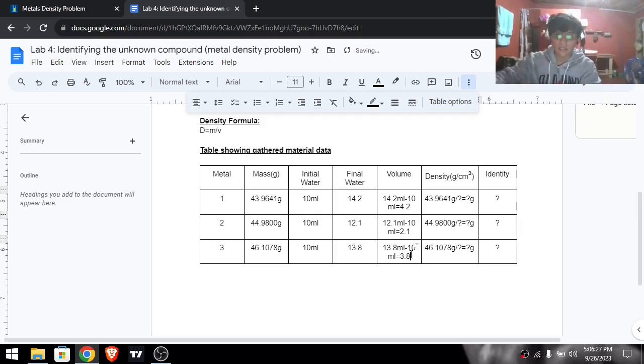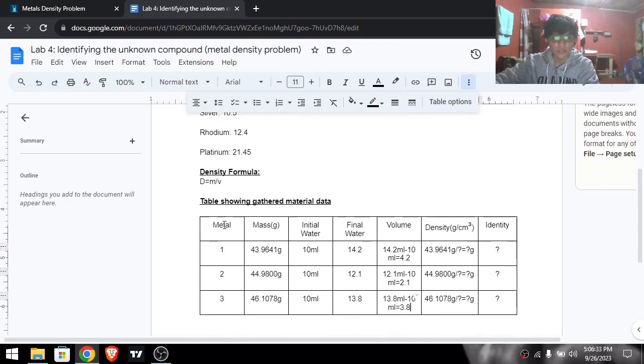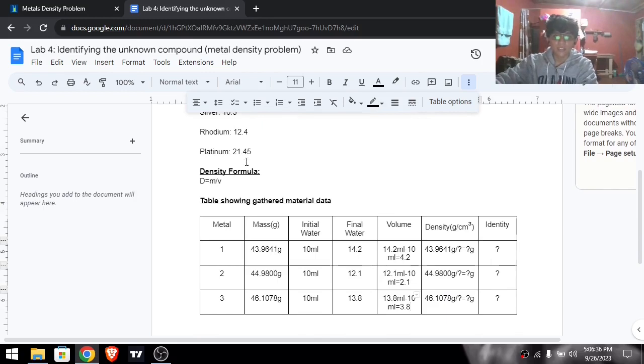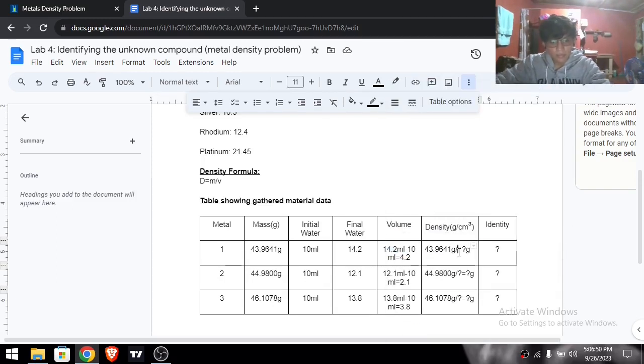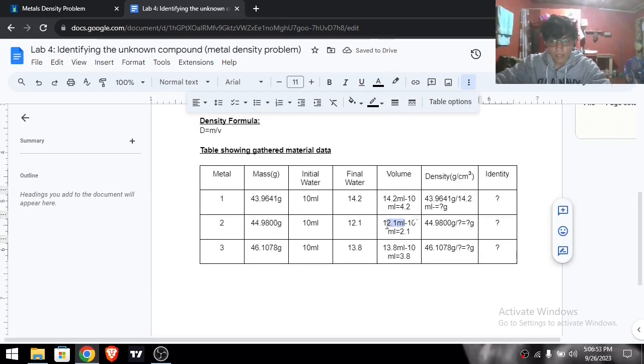2.1. And for the last one, 3.8. Alright. Now we have to find the density. To find the density, as shown in the formula right here, we divide the mass by the volume. We already put in the mass in the table, so we just have to enter the volume. To do that, we just copy and paste it to save some time. It can be a hassle in a sense. However, it's working. Now, after we copy and paste our numbers, all we have to do is plug them into our calculator and divide.